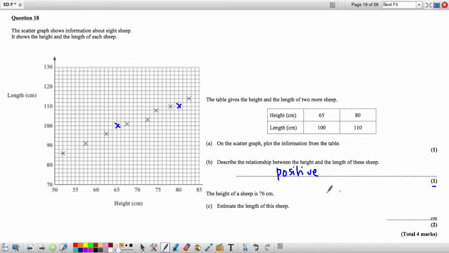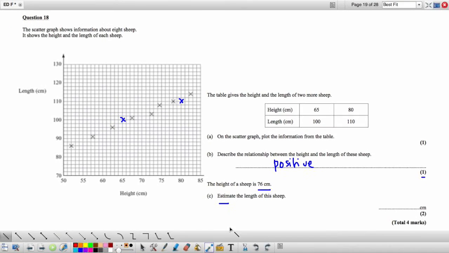We're told that the height of a sheep is 76 centimetres and asked to estimate the length. To do that, you must take your ruler to start with and draw a straight line which goes roughly through the middle of the points. This is the line of best fit. So taking your ruler here and going roughly through the middle with a similar number above and below the line.